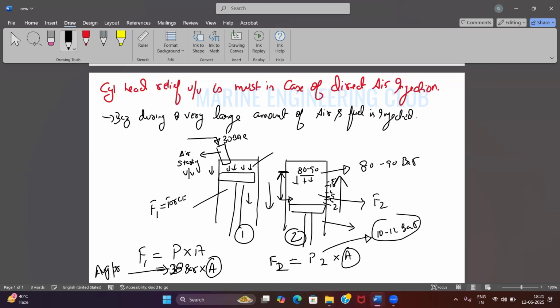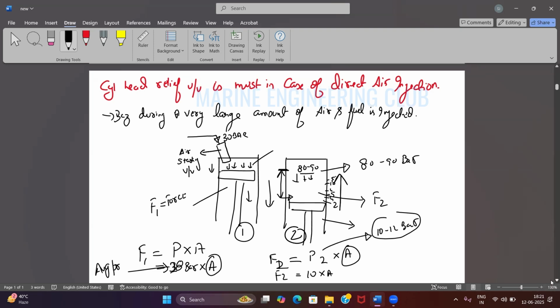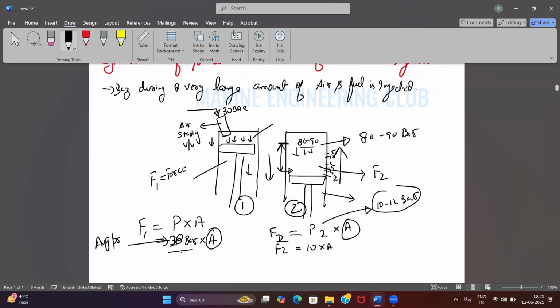P2. So will F1 be greater than my F2 force? Yes, sir. Agreed, because the area is the same. Now you see here the pressure is acting as 28 bar. Here the pressure is acting 10 bar. So I am able to turn my engine. And as soon as this pressure is generated and it has come to TDC, the air starting valve will again open to push it further down.